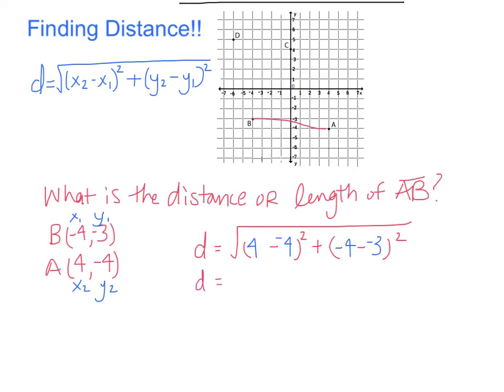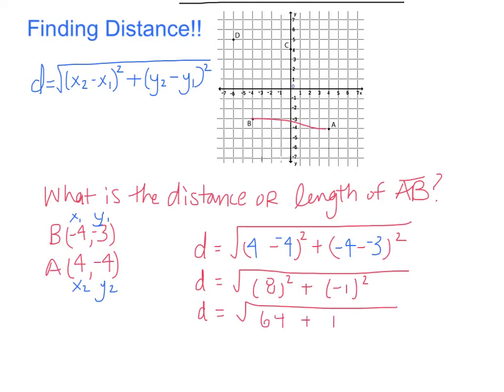So first I'm going to take care of the parentheses. So 4 minus -4 is 8 squared. And -4 minus -3 is -1 squared. Next I use my exponent. So that's going to be 64 plus 1. That means that my distance is the square root of 65.